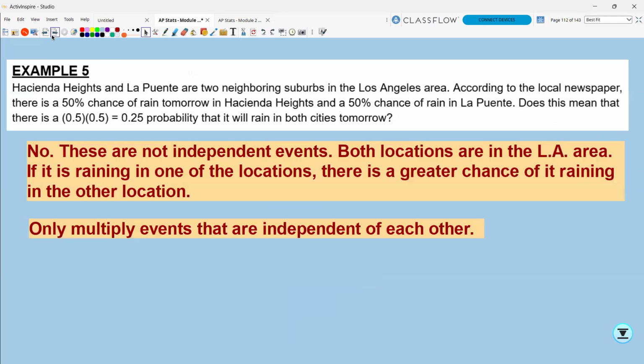No, these are not independent. See, those locations are both in the LA area. It's likely that if it's going to be raining in one of those locations, then there's going to be more than a 50% chance of it raining in the other. So we're not going to multiply events if they're not independent.